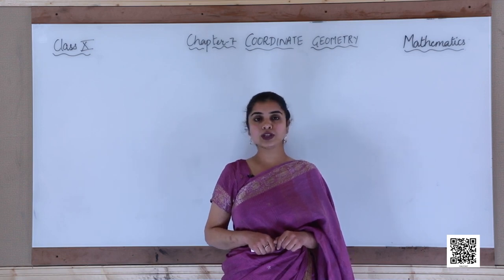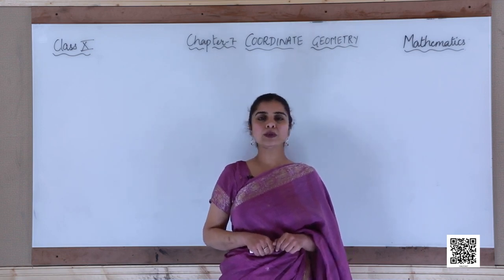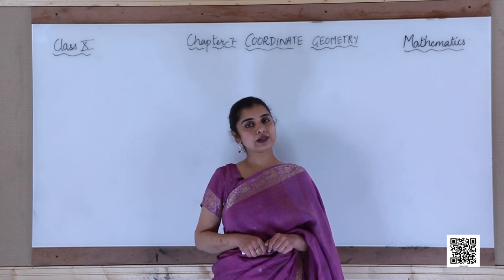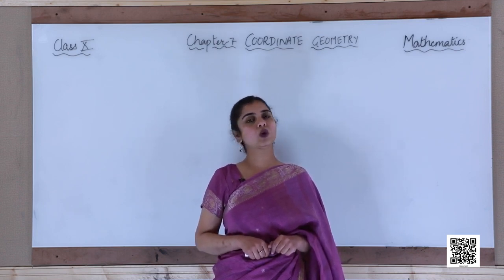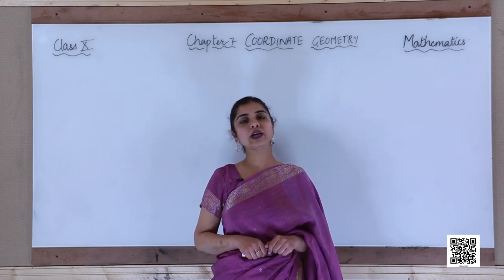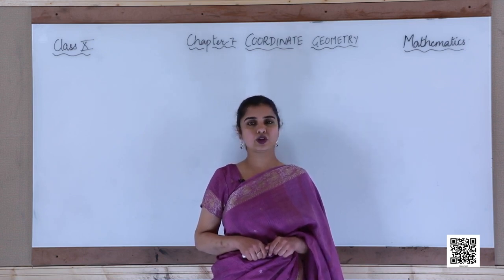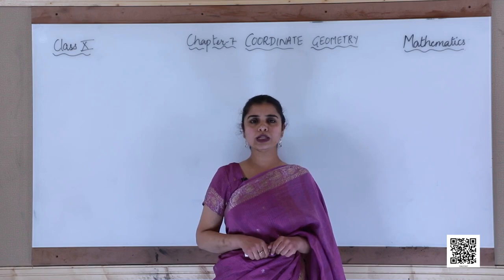Now what are we going to do in this chapter? We are going to do some new things. We are going to find distance between two such points. We are going to find the area of the triangle formed by three such points. And we are also going to find the coordinates of a point which divide a line segment in a given ratio. Before doing all this, let us look at this example.